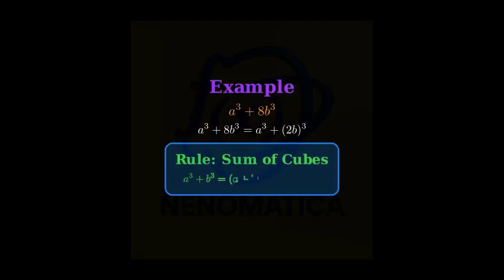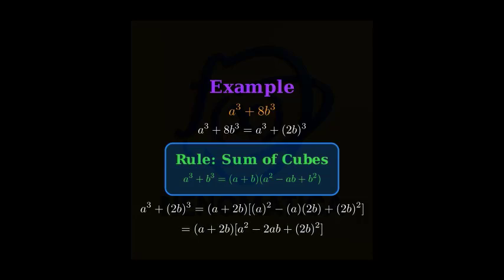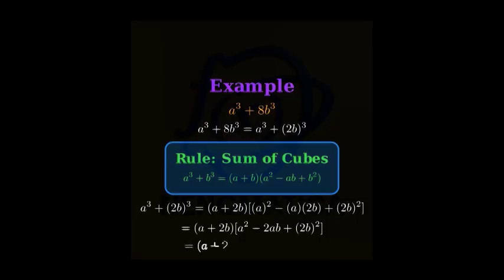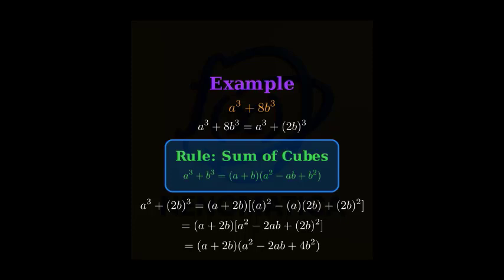Let's apply the formula for the sum of cubes. We substitute a equals a and b equals 2b into our formula. This gives us (a plus 2b) times (a squared minus a times 2b plus (2b) squared). Let's simplify: (a plus 2b) times (a squared minus 2ab plus 4b squared).